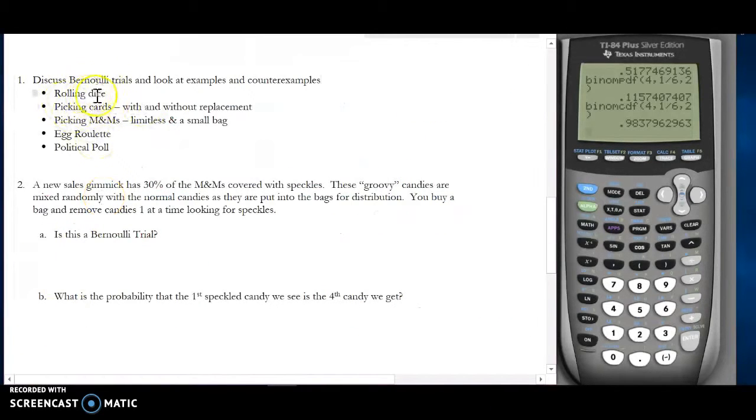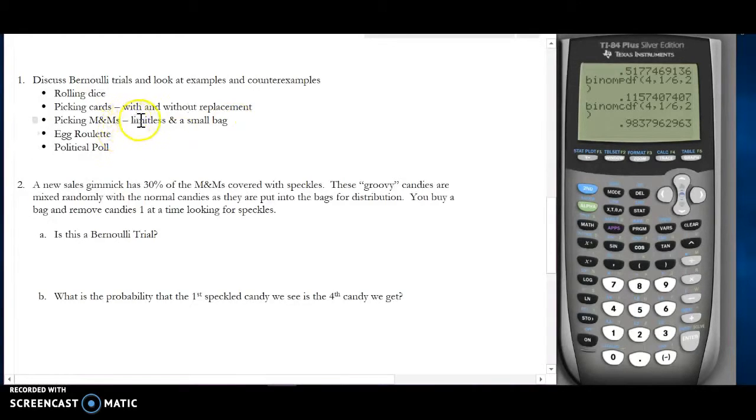Okay, so we're just going to look at rolling dice. Rolling dice is a Bernoulli trial because you have the same rate of success every time, because dice never change. Picking a card, if I put the card back, then it works because then I'm always dividing by 52 and my probability stays the same. But if I'm not putting the card back and I'm holding it in my hand for my hand of cards, Bernoulli trials won't work.